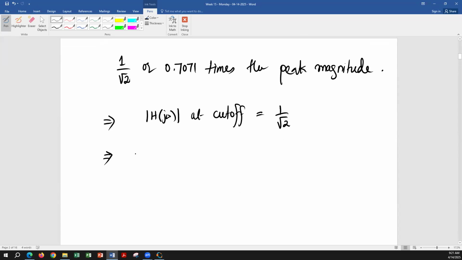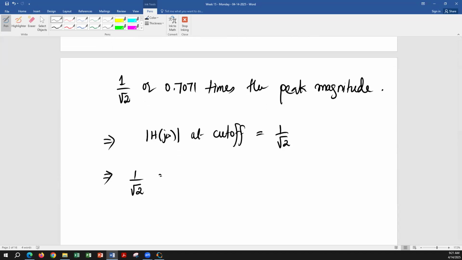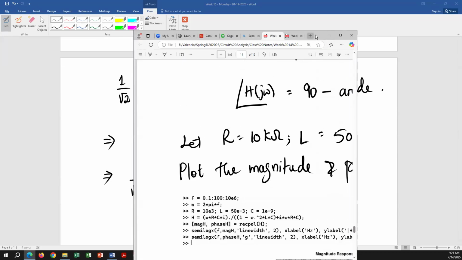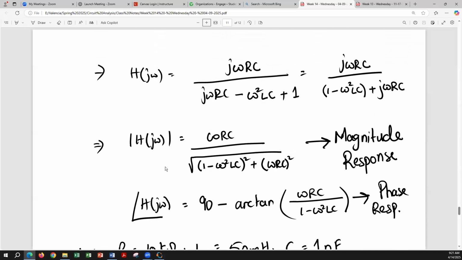So we have 1 over square root of 2, and if you go to the magnitude response, this is the magnitude response, omega RC over square root of 1 minus omega square LC square plus omega RC square, and you have it in your notes from last week. So I'm going to keep this window on the other side and use that equation.